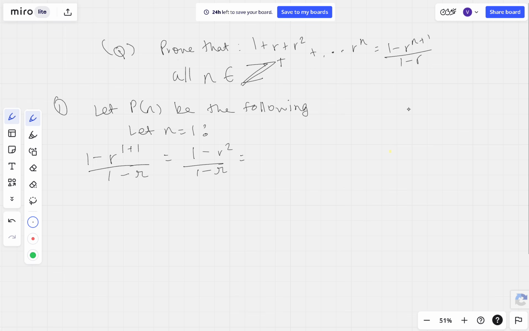So this is another rule. You should know a bit of algebra: a squared minus b squared can be written in the form a plus b into a minus b. So 1 plus r into 1 minus r, divided by 1 minus r. Now, you can cut these out. So it'll be 1 minus r over 1 minus r. This leaves us with 1 plus r. Hence, P of 1 holds.